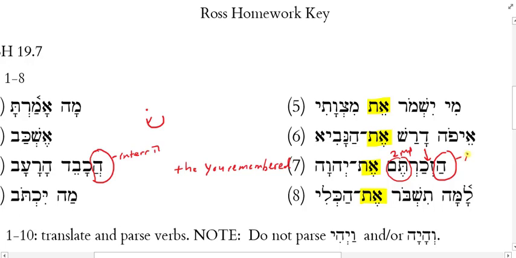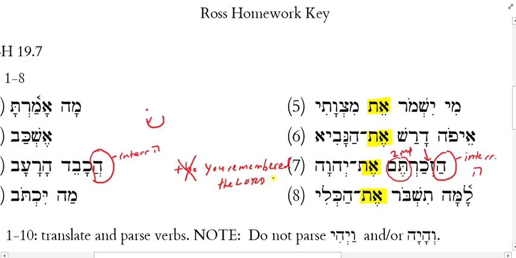That is the interrogative. Okay? That's the interrogative hey. So again, let's translate zakartem et Adonai without the interrogative hey. What would that mean if it's a statement? Yeah, you remembered the Lord. Statement of fact, right? You remembered the Lord.